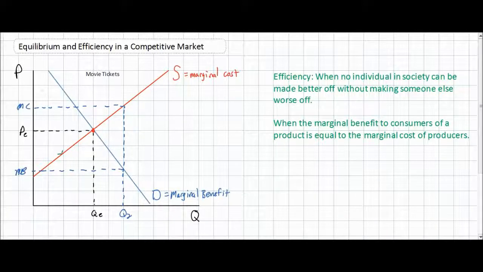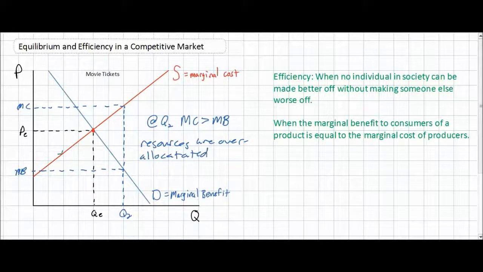In this case, we can see that at Q2, the marginal cost of producing movie tickets exceeds the marginal benefit to consumers of having this many movie tickets, indicating that resources are over allocated towards movie tickets. Society would be better off, in other words, there would be a more efficient allocation of resources if a lower quantity was produced, because at a lower quantity, the marginal cost of producing movie tickets would decrease, while the marginal benefit to consumers of enjoying movie tickets would increase. Only at QE is the marginal benefit equal to the marginal cost.